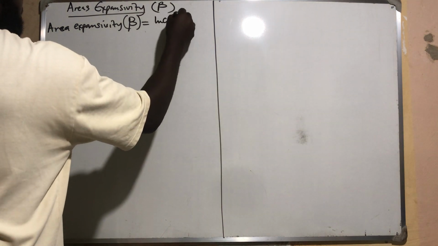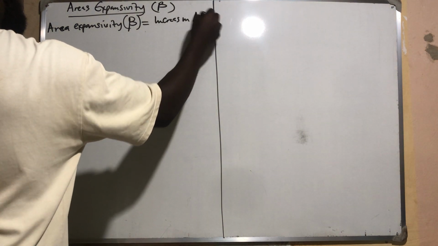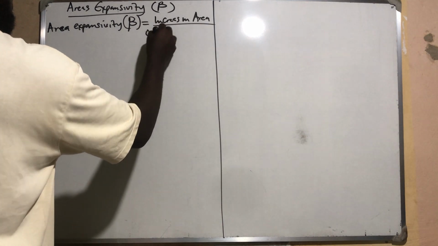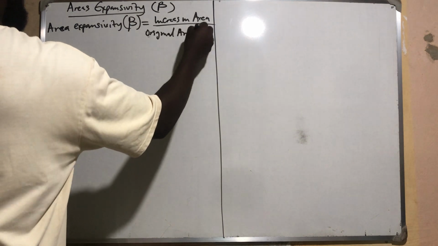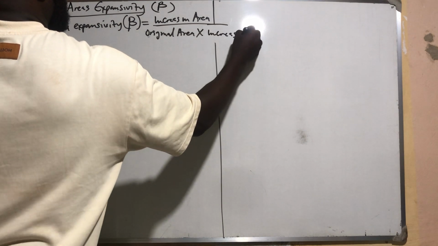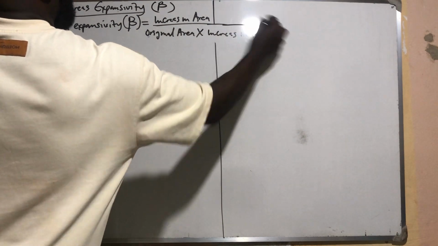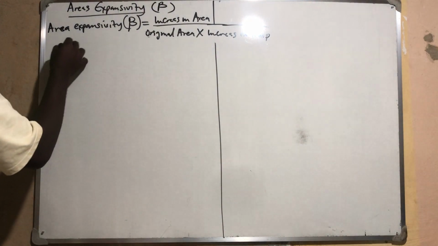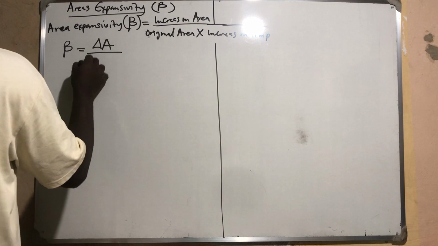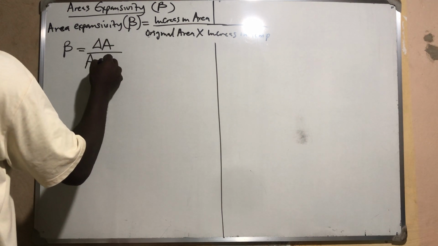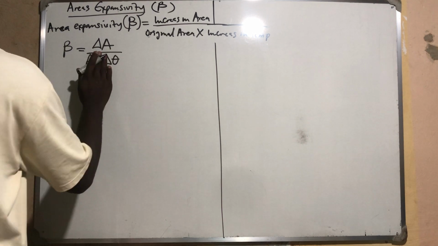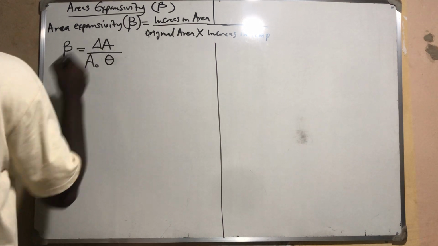increase in area over the original area times the increase in temperature. So beta is equal to change in area over the original area, then times the change in temperature. Or you just call it theta. Let theta be the change in temperature.